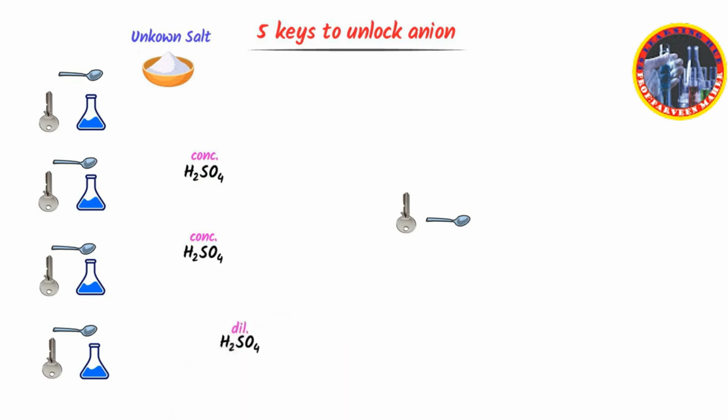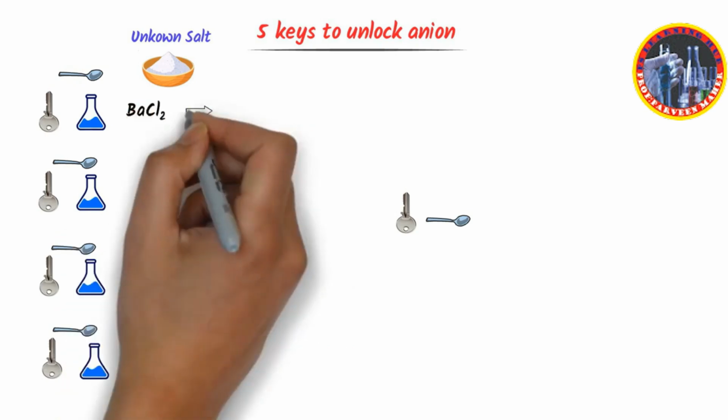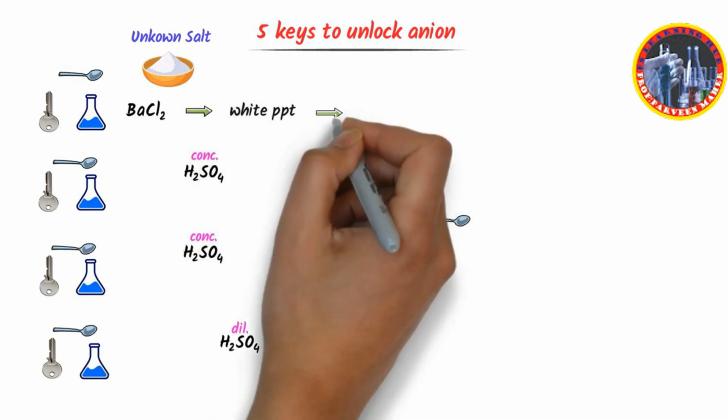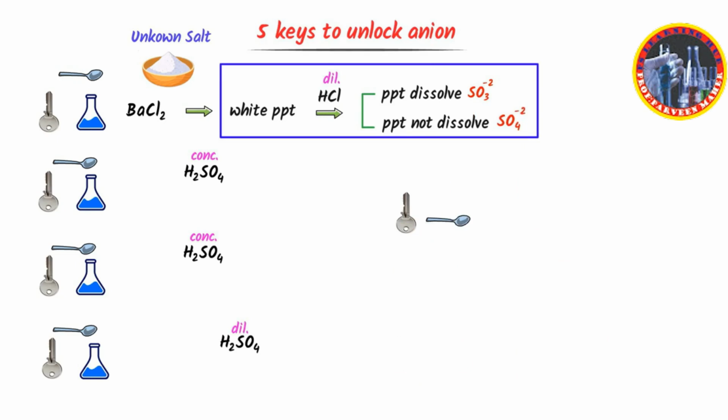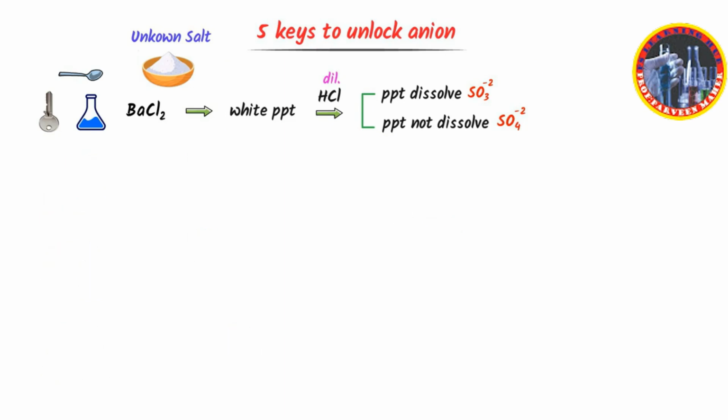In the first key, I add barium chloride to unknown salt. If we get white precipitate, then we will add dilute hydrochloric acid to the white precipitate. We will get 2 possible options, PPT dissolves or PPT does not dissolve. If PPT dissolves, it is sulfite ion. If PPT does not dissolve, it is sulfate ion. Thus using the first key, we can identify sulfite ion and sulfate ion. I mean, we unlock the salt and identify its anionic part. So we will not use the remaining 4 keys.